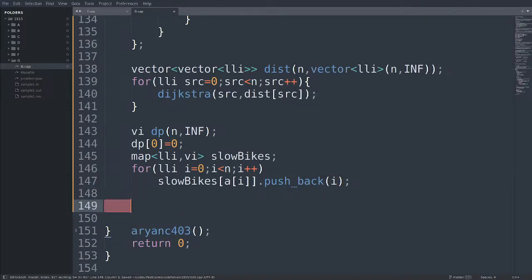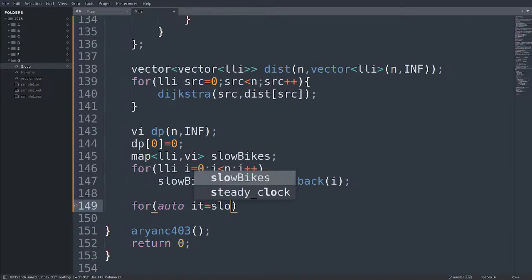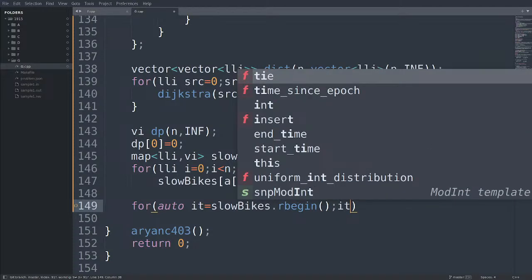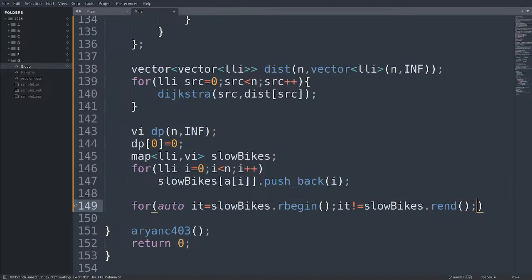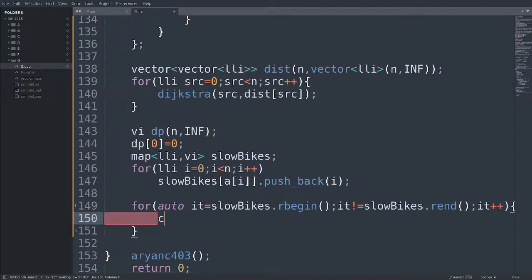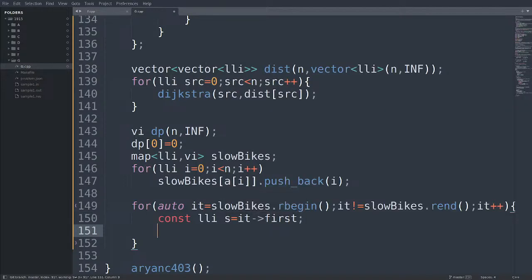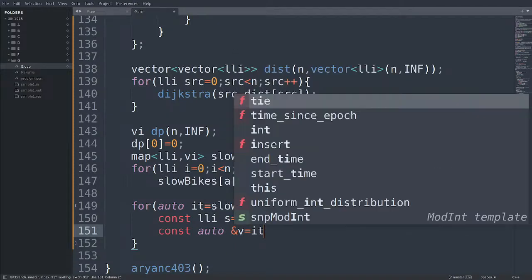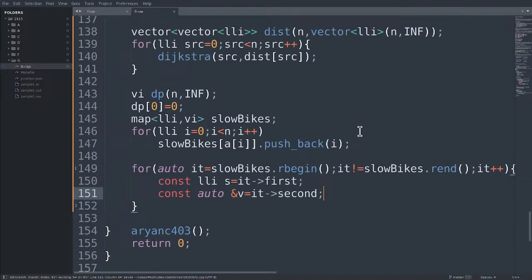And now we will have to process in the decreasing order of the bike slowness. Because the map is in increasing order, we will have to iterate in the decreasing order, using rbegin and rend, over the current bike slowness factor and the indexes where this bike is present. Now what we can do is try to reach all the bikes on this node first.